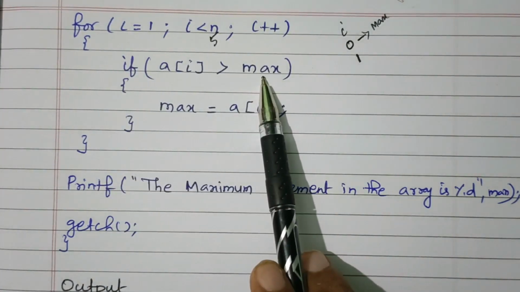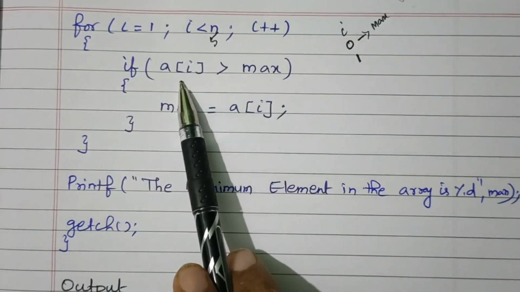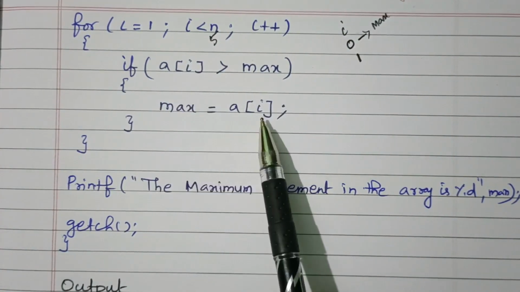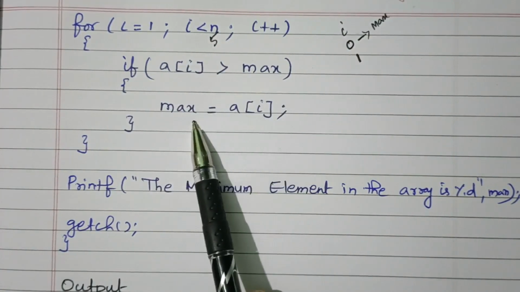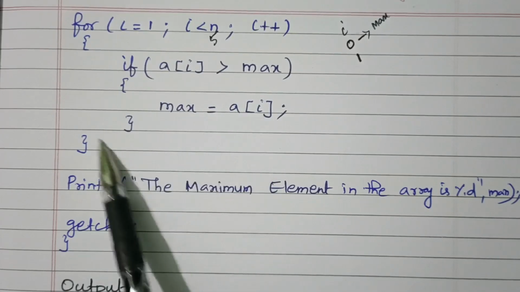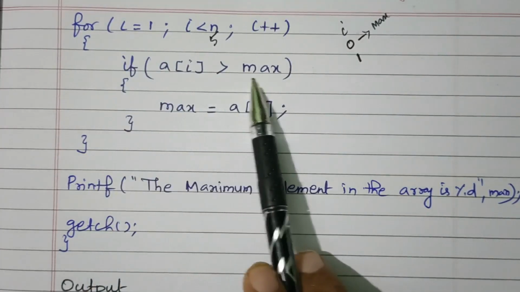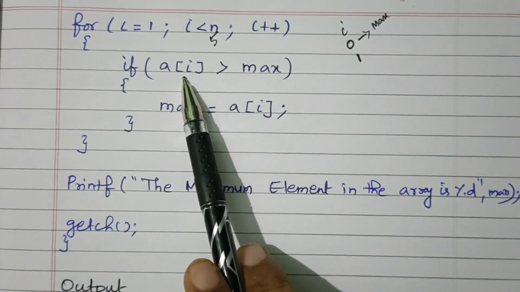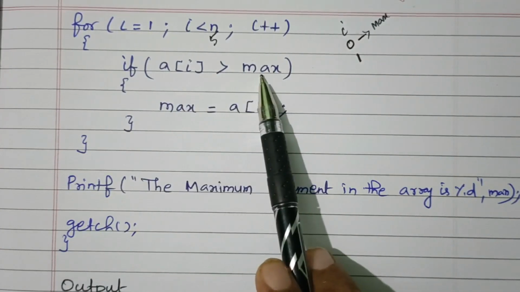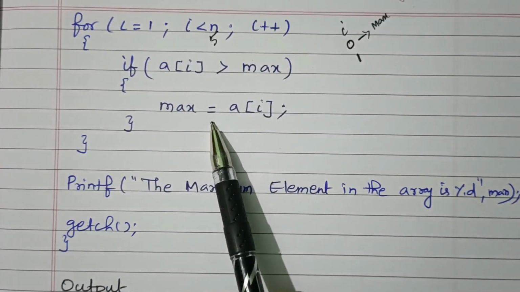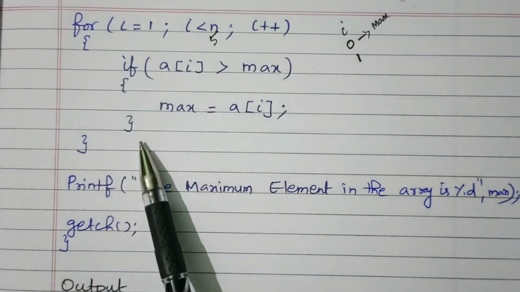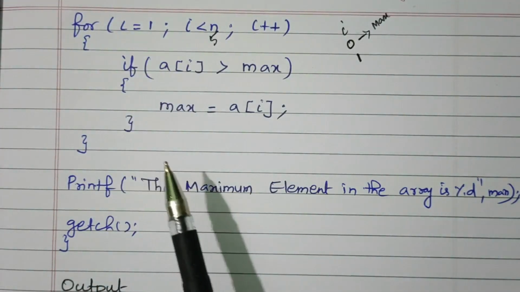So the first number is already stored here. We are checking with the second number. If the second number is greater, the second number will be stored as the maximum, overwritten. Then it will go to the next process. If this condition is not true, that is, a of i is not greater than max, then it will not go to this step, it will go to the increment, the next step of the for loop.